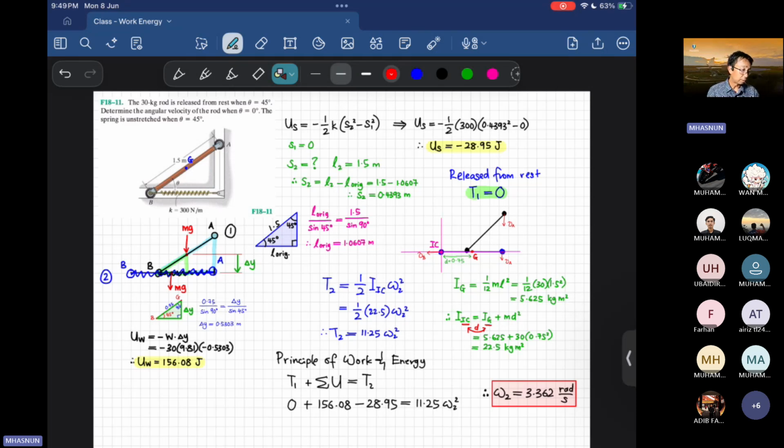And then in the few examples yang terakhir, kita lihat contoh yang melibatkan spring. So bila spring ada stretch ataupun spring ada compression, there will be work done by the spring. So when it involves spring, you need to be careful about the original length of the spring. Pada keadaan mana spring tu ada original length, most of the times dia akan kata the spring is unstretched pada sudut theta berapa-berapa. So you need to find what is the original length. Bila spring tu keadaan dia unstretched, that is the original length of the spring lah.